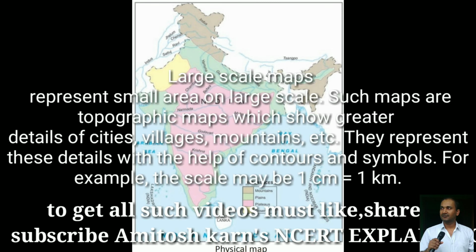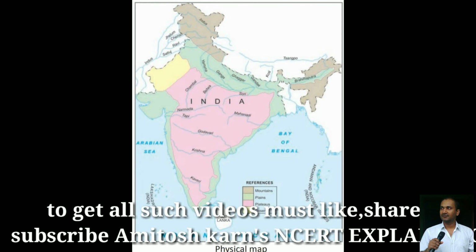Large scale maps represent a small area on a large scale. Such maps are topographic maps which show greater details of cities, villages, mountains, etc. They represent these details with the help of contours and symbols. For example, the scale may be 1 centimeter equal to 1 kilometer.